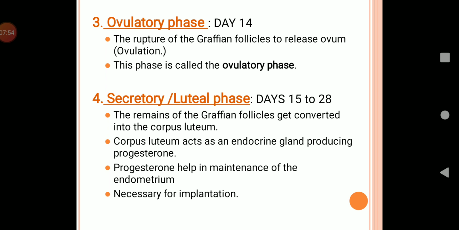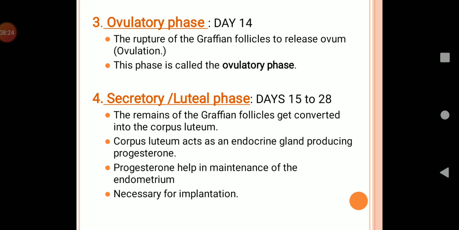If fertilization takes place, the fertilized egg passes through fallopian tube and reaches the uterus on third day after ovulation. The implantation of the embryo in the uterine wall occurs on 6th or 7th day. If fertilization does not occur, the ovum degenerates. So in ovulatory phase, the release of the egg from the ovary takes place.